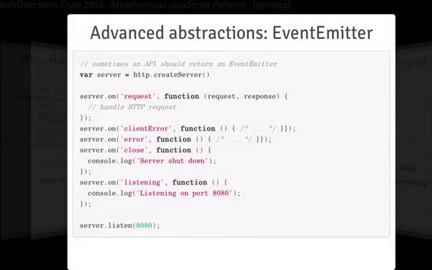In the Node core API, as I showed before, the networking is all event emitters. In this case, the server. When you call HTTP create server, it's creating an event emitter and sending it back to you, and it'll emit these events over time while the server is active. And even when it's inactive, it'll give you shutting down events.